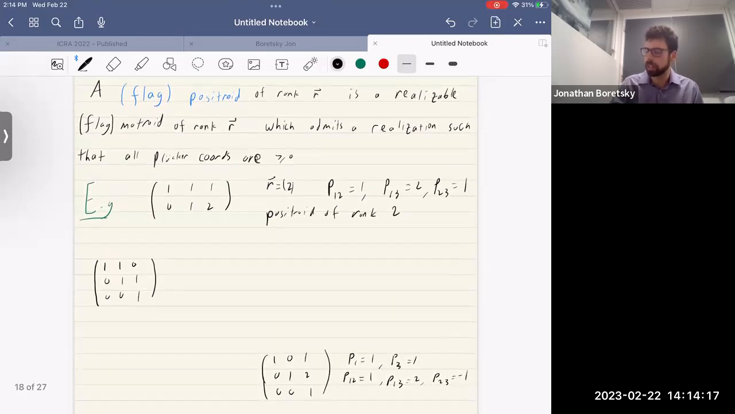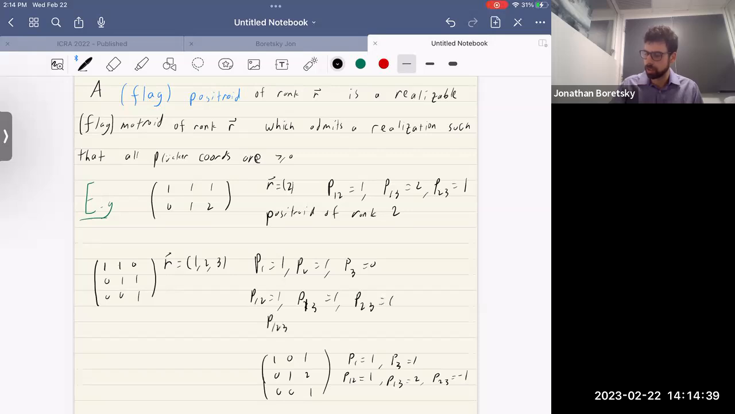Let's look at a flag positroid. 1, 2, 3 is the rank here. So if I calculate all the Plücker coordinates, P1 is 1, P2 is 1, P3 is 0, P12 is 1, P13 is 1, P23 is 1, and P123 is 1. Those are indeed all non-negative, so this is a flag positroid of rank 1, 2, 3.